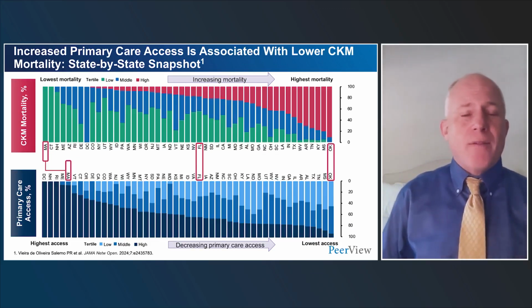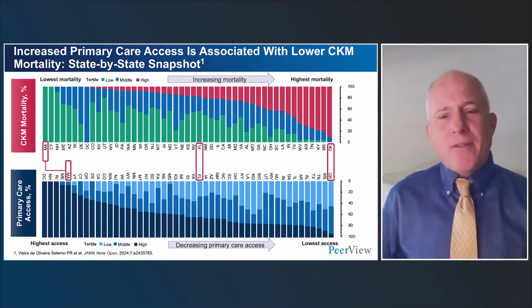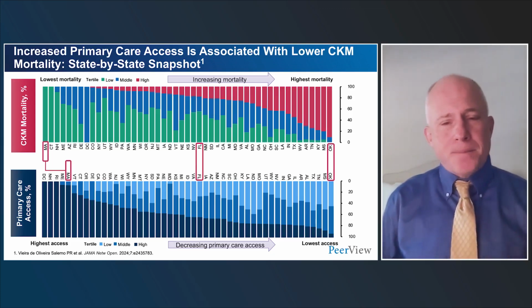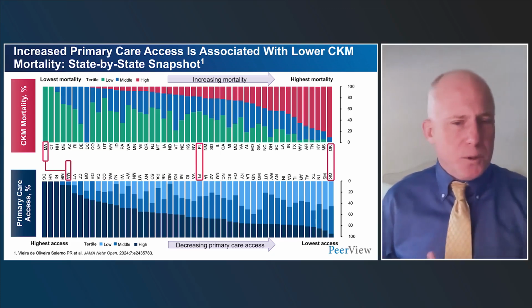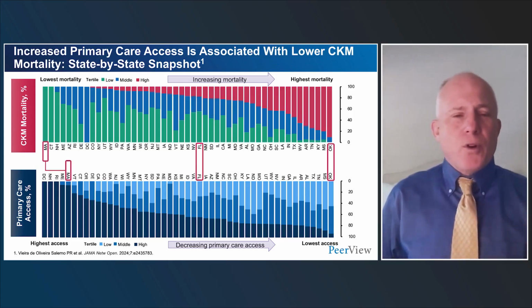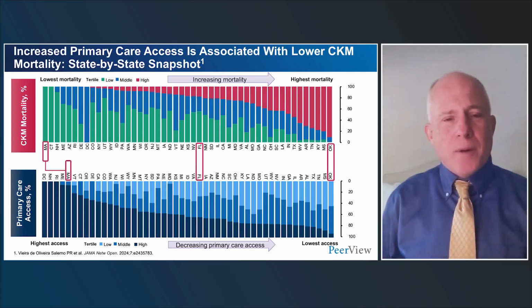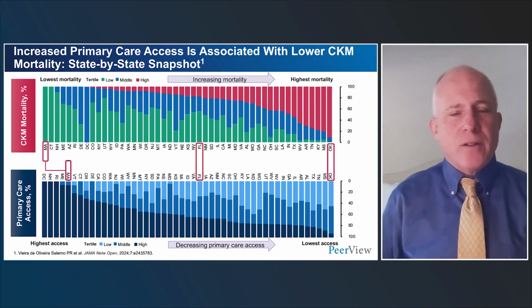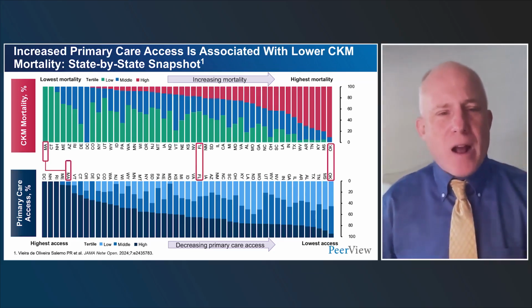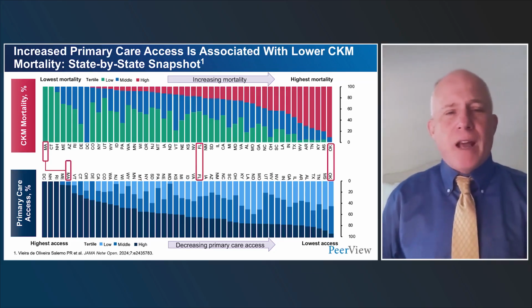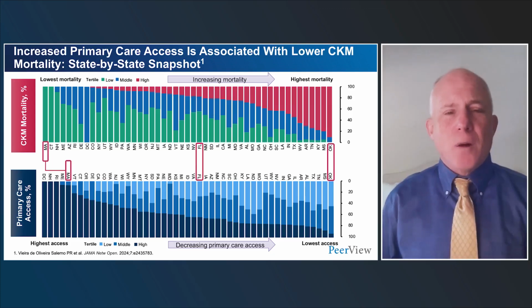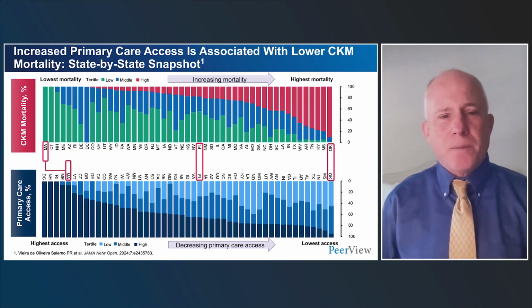So let's think about the important role of primary care as it relates to CKM mortality. We know to have this global approach, we're going to have primary care access. So this is really showing you on the bottom, look at the dark blue from left to right. When you have high levels of primary care access, going to the right to lower levels of primary care access, now match that with the top graph and look at CKM mortality. Those levels that have high primary care access have the lowest levels of CKM mortality.